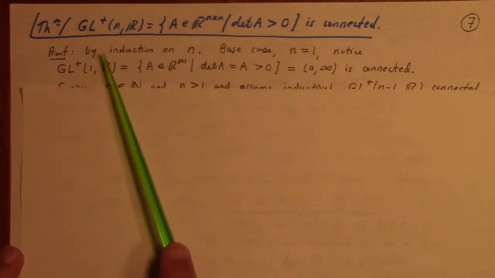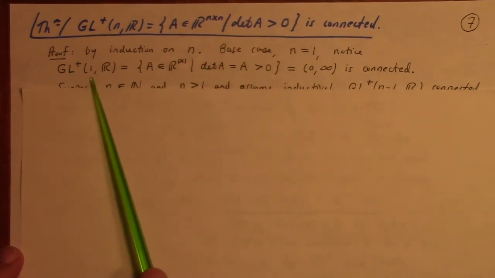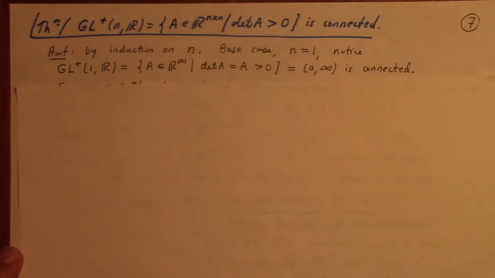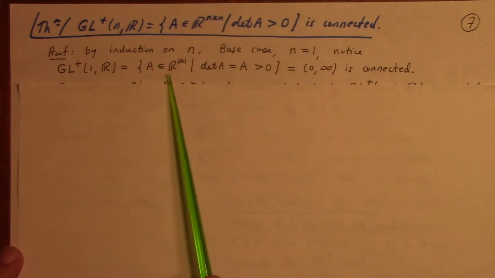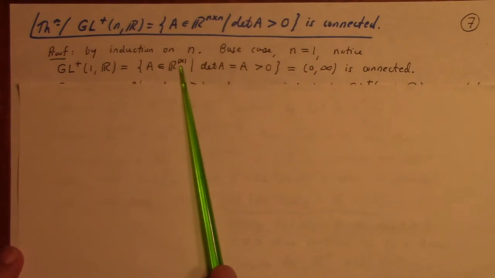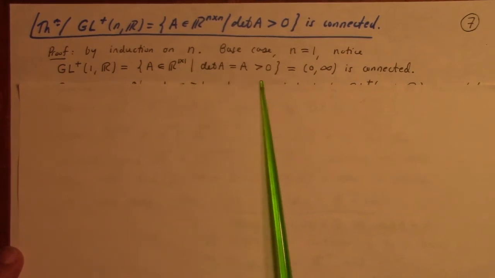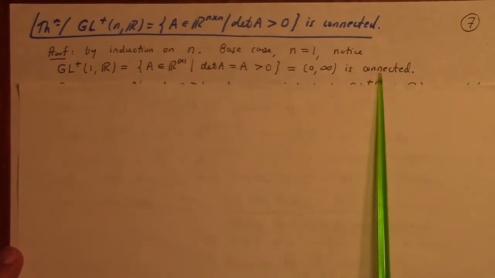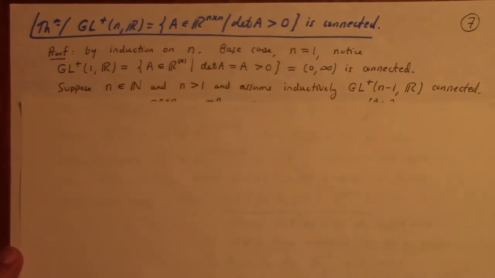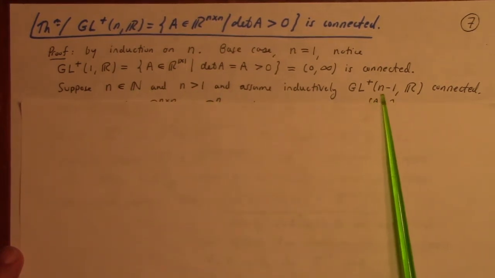All right, focus. Induction, so we're going to prove this by induction on n. Base case, n equals 1. Notice that GL_1^+(R) is an element of R, oh, 1 by 1. I was reading that as like the absolute value of x. No, 1 by 1. So yeah, that's connected because 0 to infinity is connected. Great. So suppose inductively that n is greater than 1, and suppose that GL_{n-1}^+ is connected.